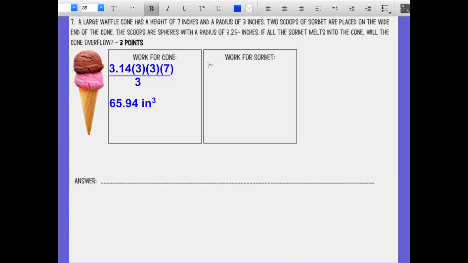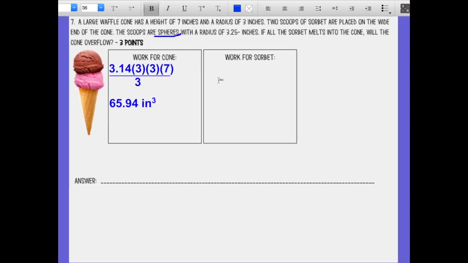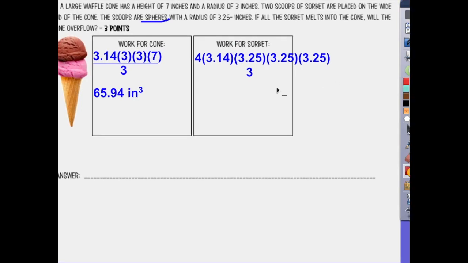And then let's look at the sorbet. So sorbet, it says are spheres, and if you're missing that, look over here, it says spheres right here. So you're going to do 4 times pi times radius times radius times radius. So radius here is 3.25, so bigger radius than the actual cone. It's typical for ice cream, right? Or sorbet, whatever you're eating. And then divide by 3. And remember that there's 2 of these, so at the end we'll multiply by 2. All right, so let's go ahead and figure that out.